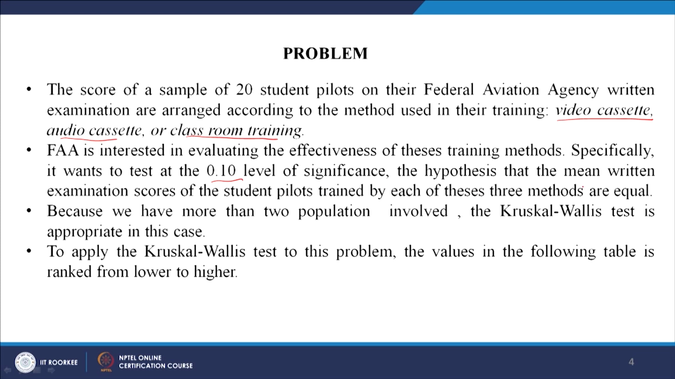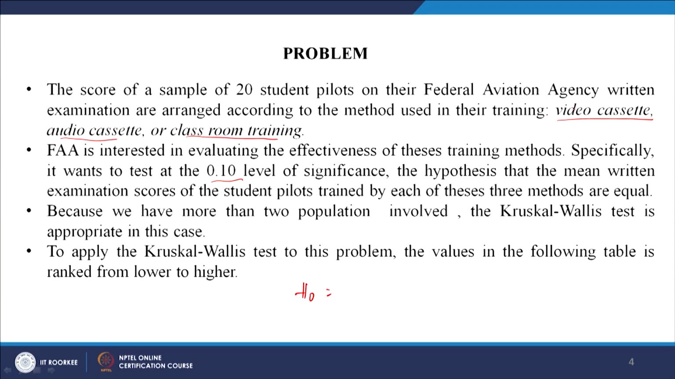If I ask you to write the null hypothesis, what would it be? The null hypothesis would be H0: there is no difference in the scores of the students who use the video method, so mu video is equal to mu of audio is equal to mu of classroom. Because we have more than 2 populations involved, the Kruskal-Wallis test is the appropriate method. Let us see how to do this.